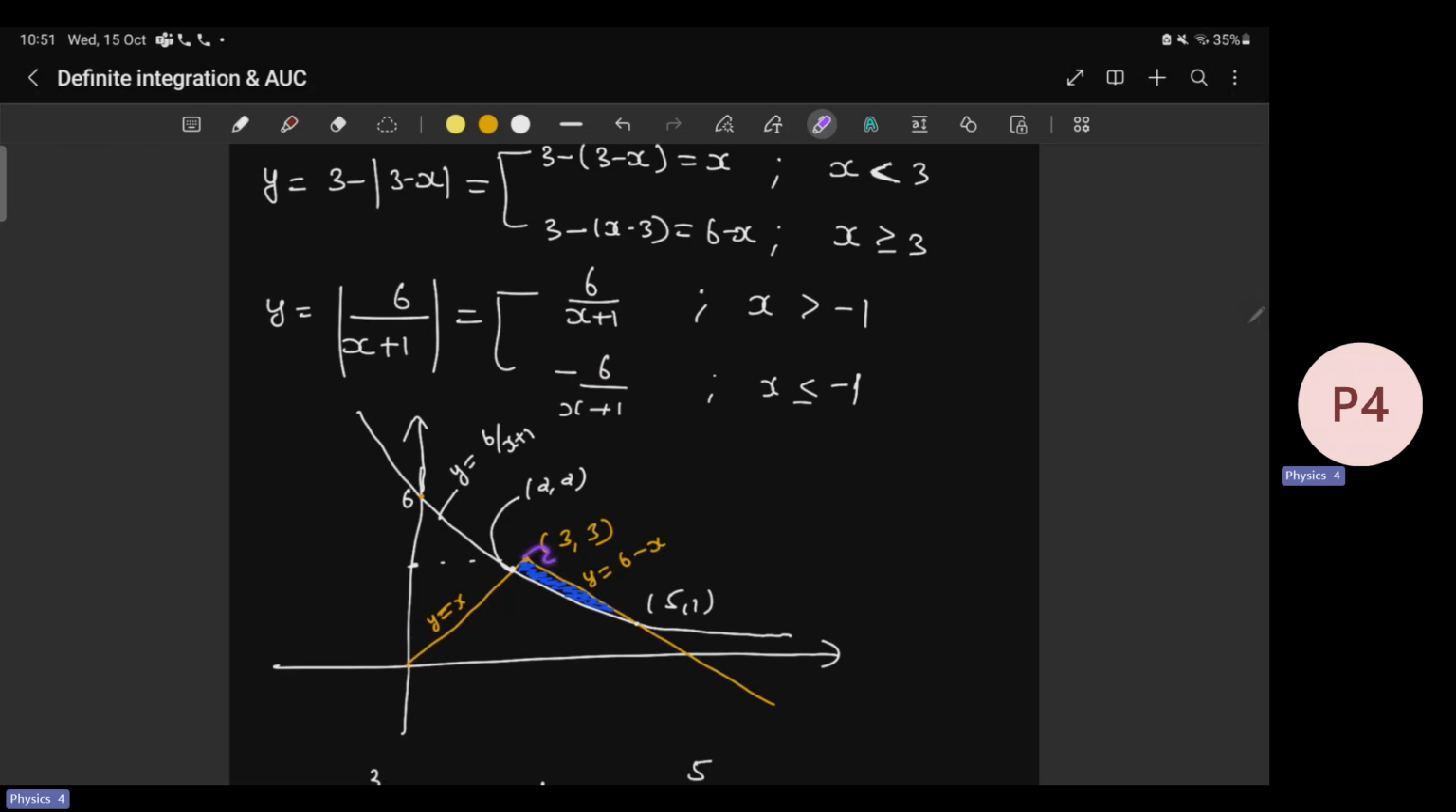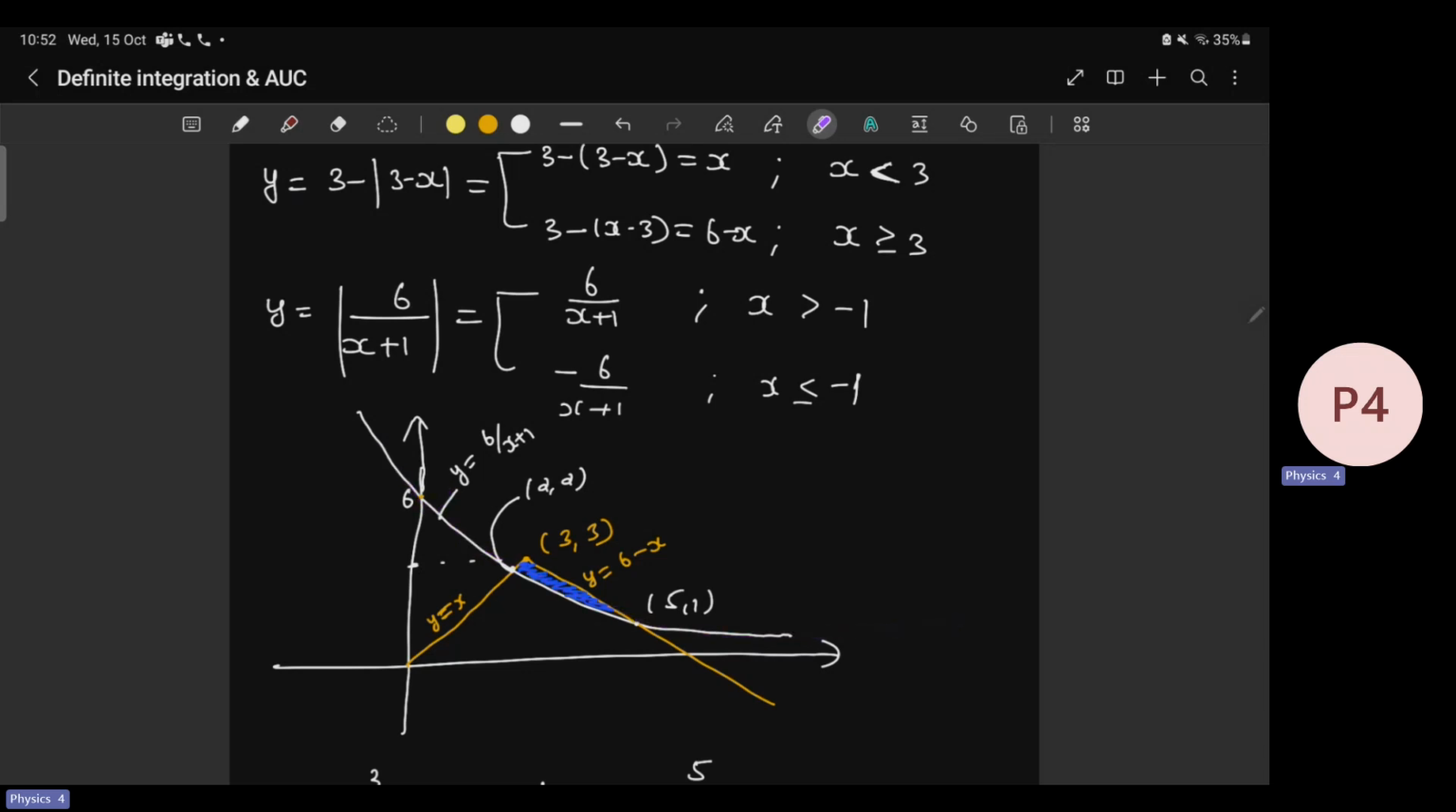See, this part, this is 3. For x less than 3, y is equal to x is the function. For x greater than 3, y is equal to 6 minus x is the function. This is graph number 1. Alright. For x greater than minus 1, the graph is y is equal to 6 upon x plus 1.